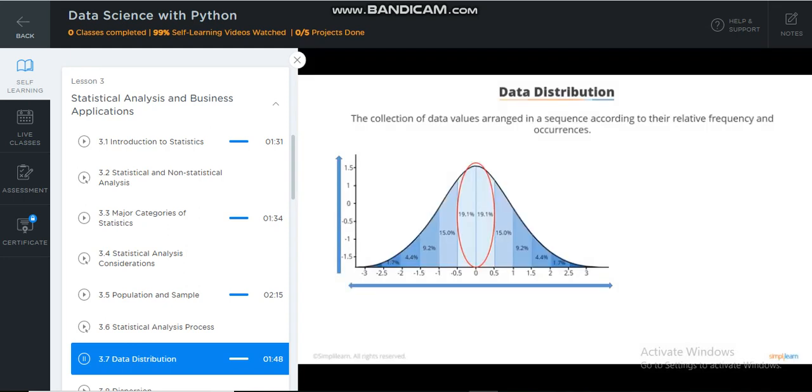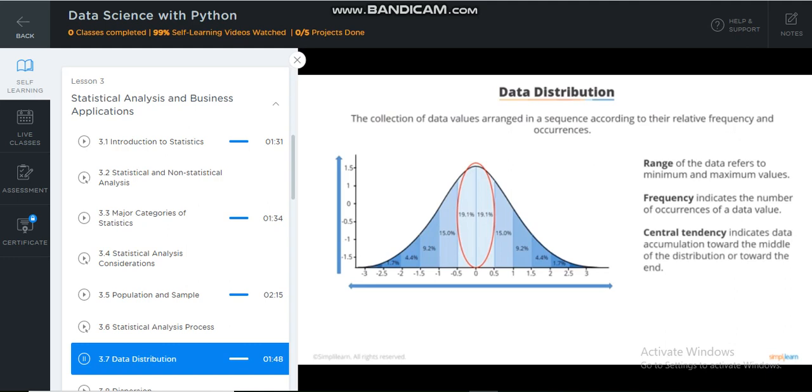Data distribution is the collection of data values that are arranged in order along with their relative frequency or occurrences. To understand any kind of problem, it's important to describe the data in terms of its spread and shape using graphical techniques. Range of the data indicates the quantitative values, minimum and maximum. Frequency of the data indicates the number of occurrences of any particular data value in the given dataset. Central tendency indicates whether the data values accumulate in the middle of distribution or toward the end.